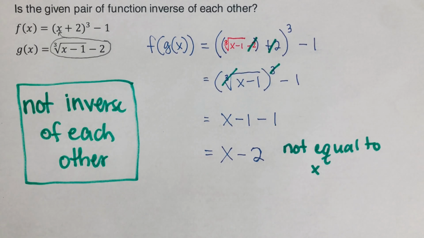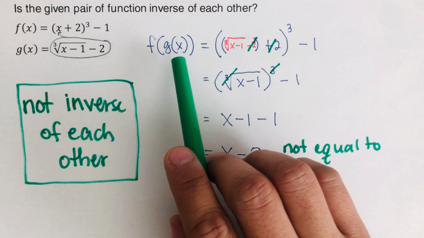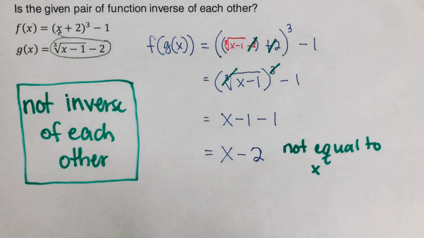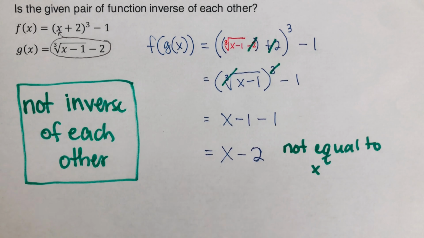So just a reminder, if you can already have one of them to be not equal to x, just like this one right here, you don't have to move on to the other composite function, which is the g of f of x, because it has to be both. It has to work for both of them. So if you're able to determine that one of them is not equal, you don't have to do the other one, because it has to hold for both of them.